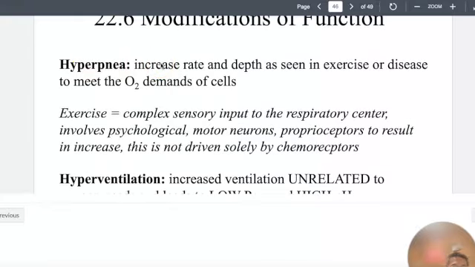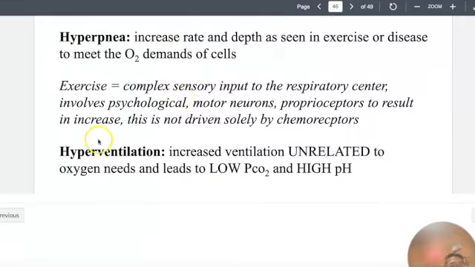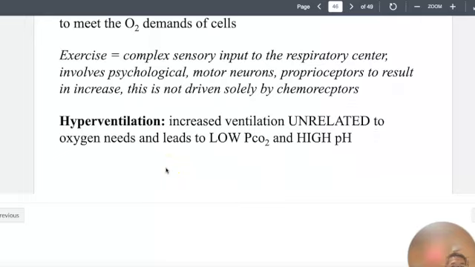Hyperpnea: increased rate and depth seen in exercise or disease. So if you have increased breathing like that, it will be hyperpnea. Hyperventilation is too fast, increased ventilation unrelated to oxygen need. Your body is just in a state of attack or panic attack or whatever, which will lead to hyperventilation.